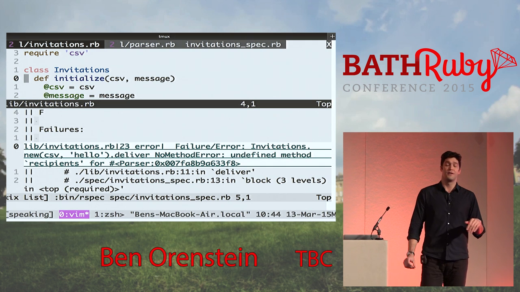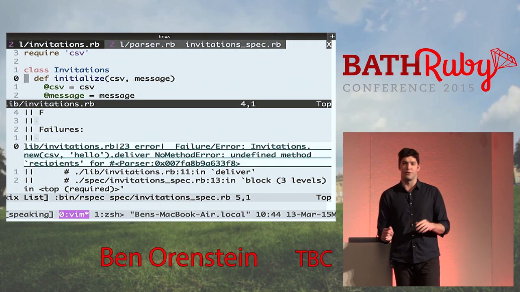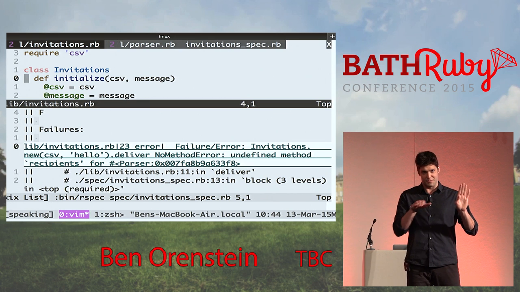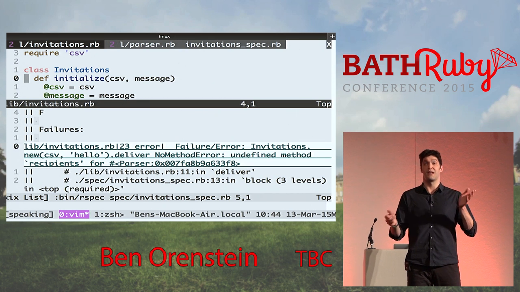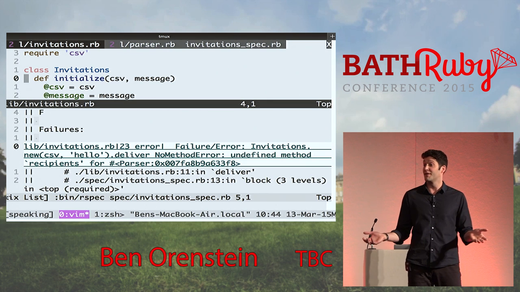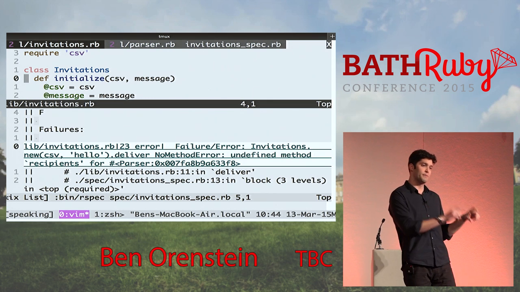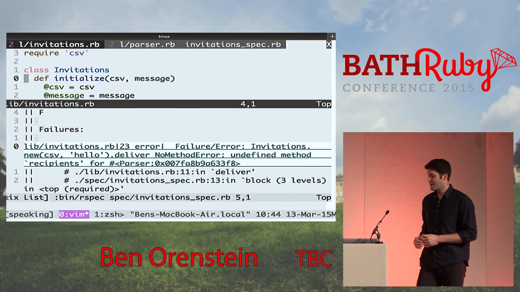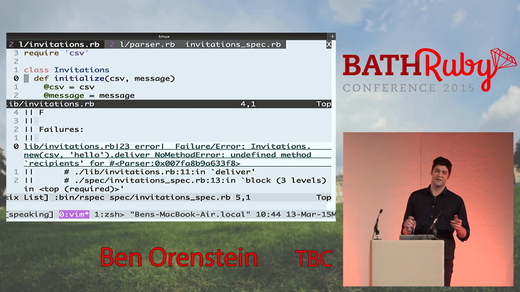So now we need to drive out the behavior of the recipients method on our new parser class. So at this point, we're in the middle of extract class as a refactoring, but we're actually gonna now descend one level of abstraction, we're gonna push one level down the stack into the refactoring of move method. We basically wanna move the contents of this recipients method into the parser class.